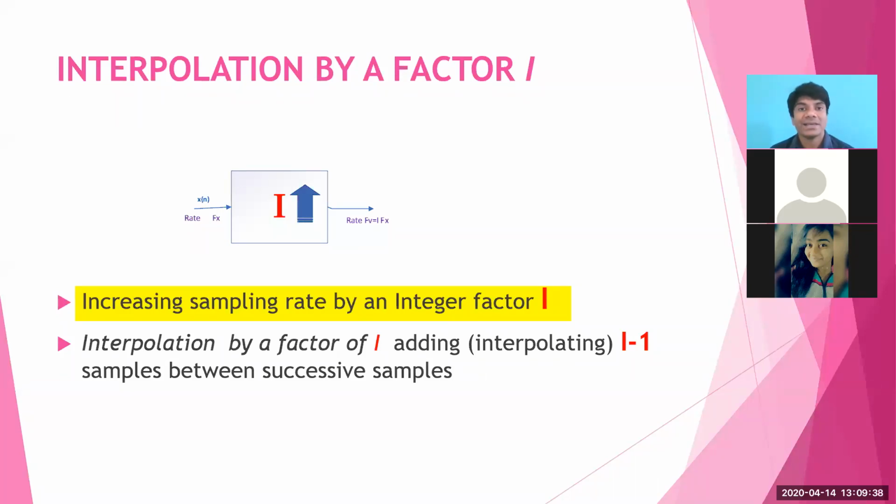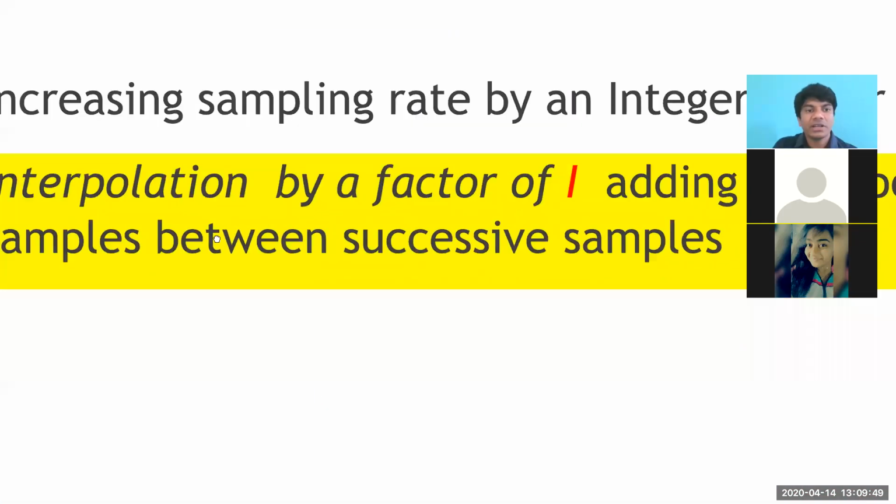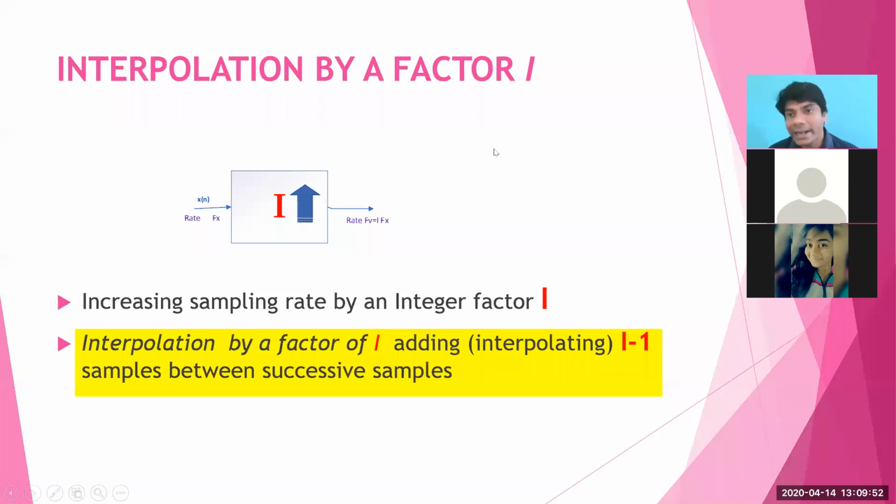Some books use this interpolation factor as L also, so keep that in mind. And what do we mean by interpolation? It's very simple. If you look at this definition, interpolation is just adding I minus 1 samples between two successive samples. We will see that we have done in the lab also. Interpolation is to increase the sampling rate, and we achieve that by adding I minus 1 samples between two successive samples, right?